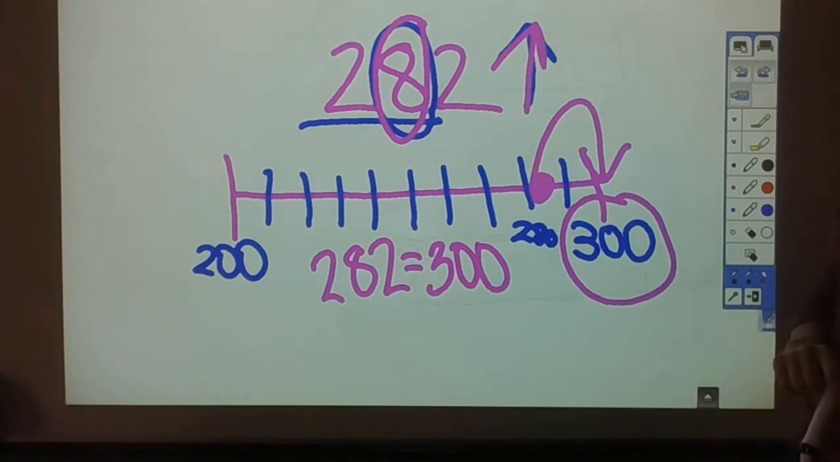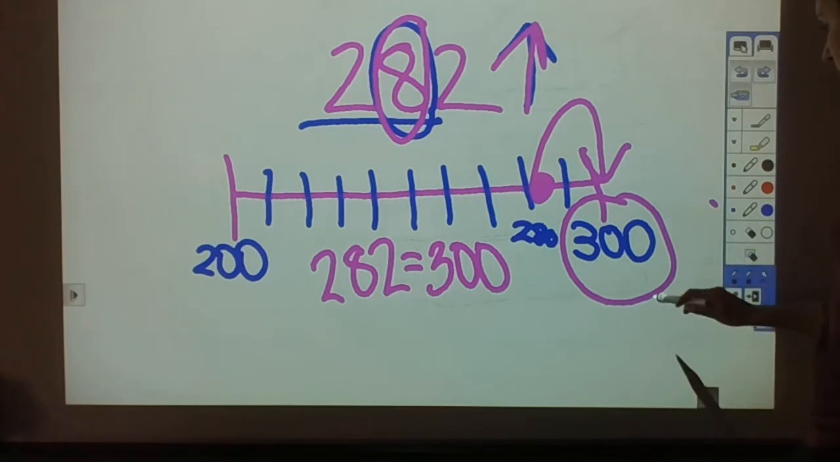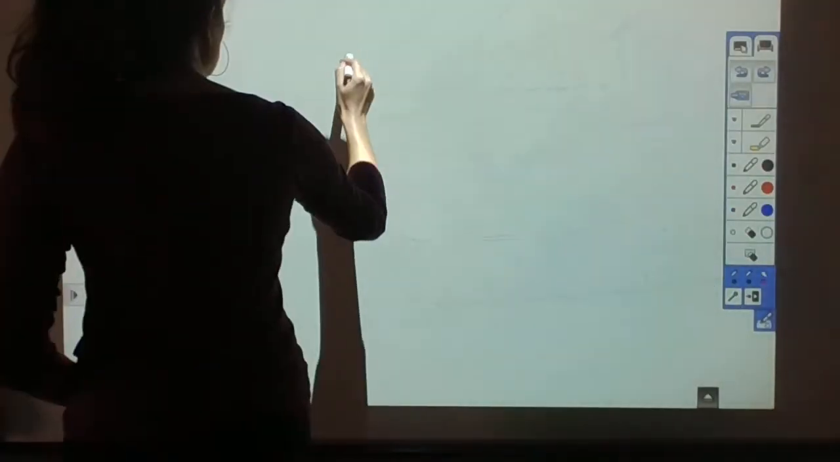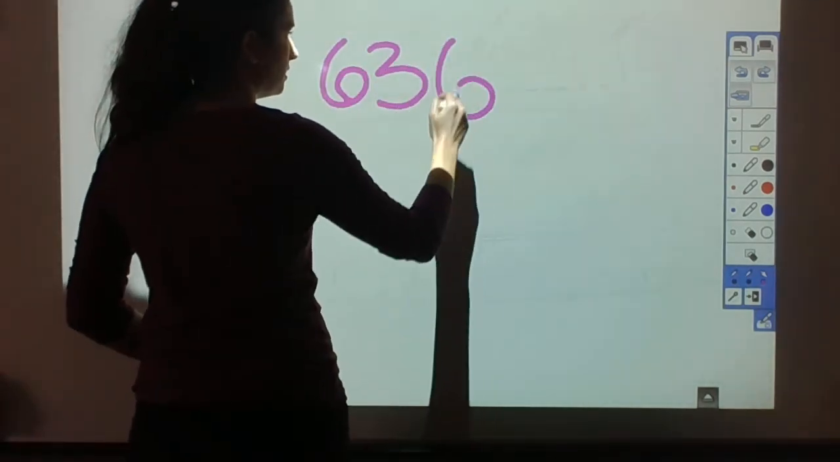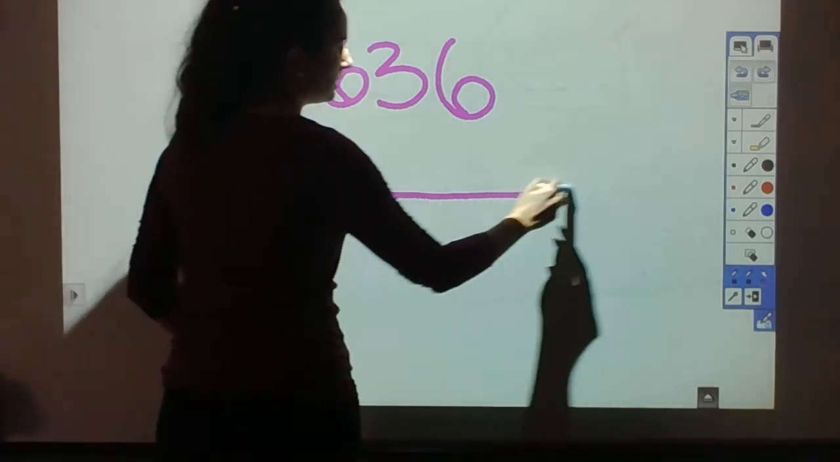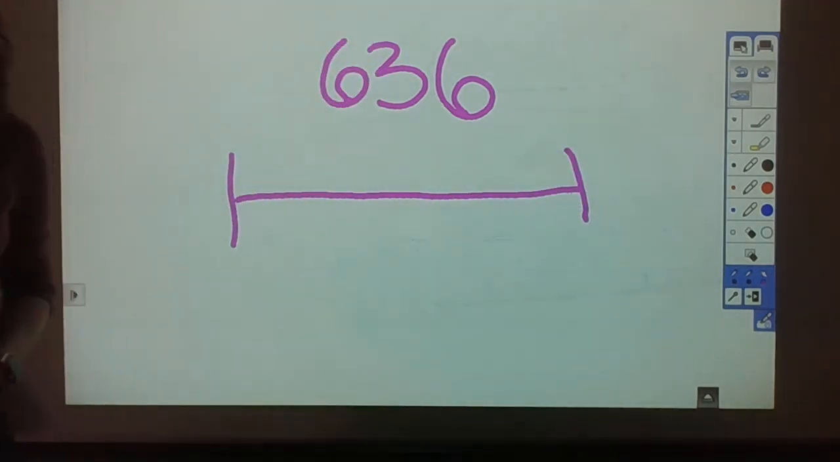I hope we are feeling awesome about this and we understand since we've been working on this for about 2 weeks now. So I would like you to try this problem on your own. You are going to round this number to the nearest 100, please. To the nearest 100. I'm going to give you another minute or so to solve. Please round 636 to the nearest 100.